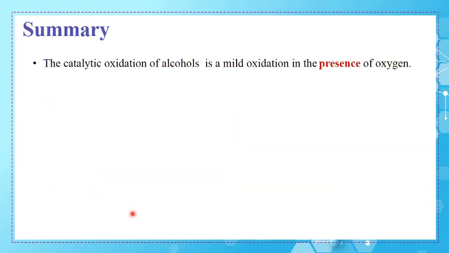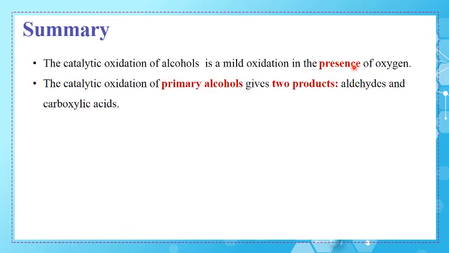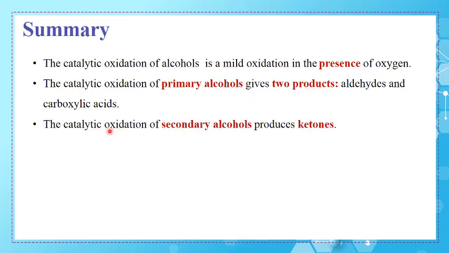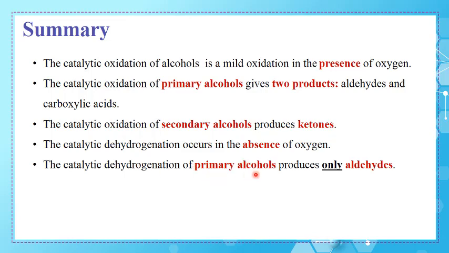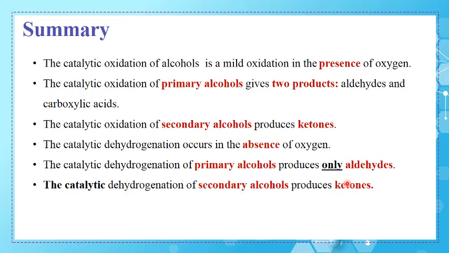As a summary, we saw that the catalytic oxidation of alcohols is a mild oxidation in the presence of oxygen. The catalytic oxidation of primary alcohols gives two products, aldehyde and carboxylic acid. The catalytic oxidation of secondary alcohols produces ketone, and the catalytic dehydrogenation occurs in the absence of oxygen, because if oxygen is present, we will turn to have this reaction. The catalytic dehydrogenation of primary alcohols produces only aldehydes without producing carboxylic acid. The catalytic dehydrogenation of secondary alcohols produces ketones, and again, tertiary alcohols do not undergo mild oxidation.